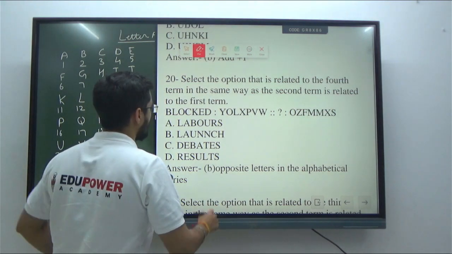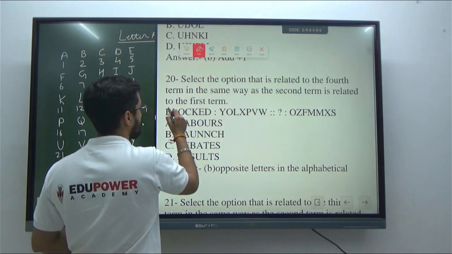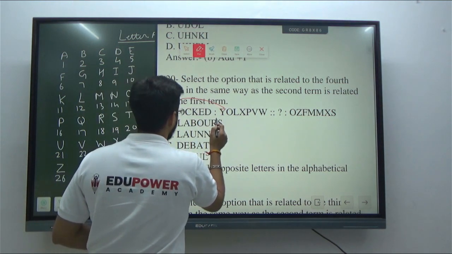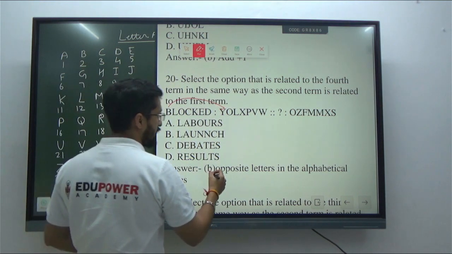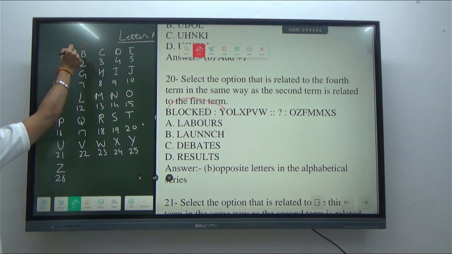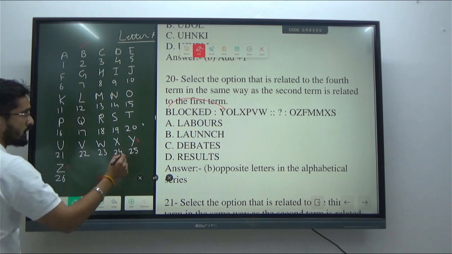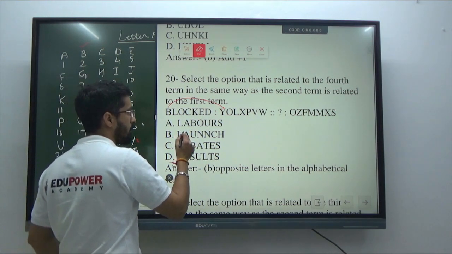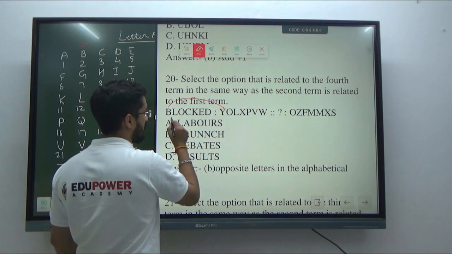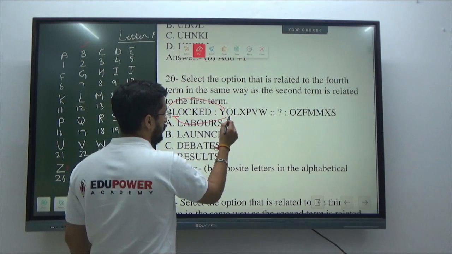ओके तो क्या है, from B we are getting Y, है ना. तो actually they are the opposite letters in the alphabetical series. कैसे opposite? Because B आगे से सेकंड है, Y पीछे से सेकंड है, 1 2, है ना. तो ये क्या है, opposite letters अल्फाबेटिकल सीरीज में. B से we are getting Y, ओके. L we are getting O.